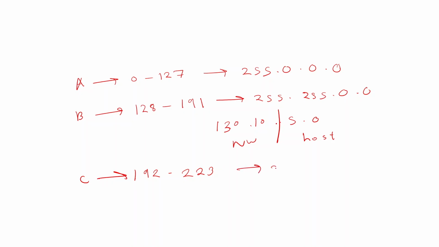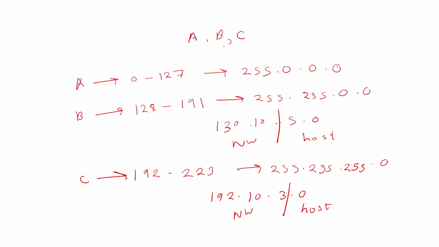So the subnet mask is 255.255.255.0. We have this range for this IP address. For example, you can take the IP address 192.10.3.0. Then this section is for the network, and this section is for the host, right? So this is how we identify these IP addresses and classes. Mainly we are using class A, class B and class C for IP assignment.